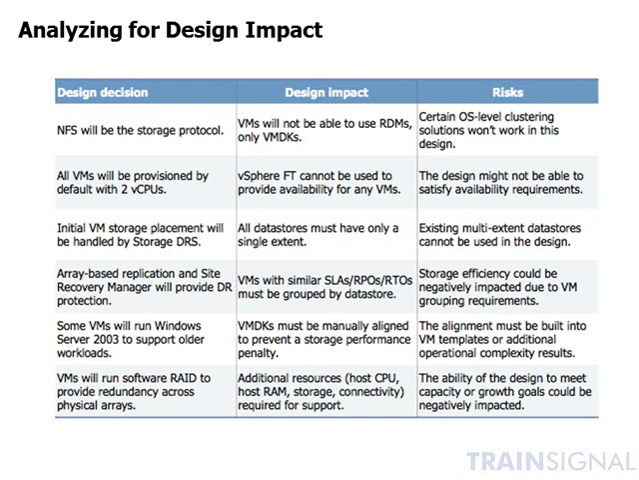Here's a last example before we wrap up the lesson. VMs are going to run software RAID to provide redundancy across physical arrays. Perhaps the physical arrays aren't as redundant as the organization requires, but in some cases we're going to use software RAID to provide redundancy. So we're going to have multiple VMDKs sitting on different physical systems, and we're going to mirror them across. Well, that means additional resources, additional host CPU, additional RAM, additional storage, and storage connectivity are going to be required in order to satisfy this design decision. And that means that the ability of the design to meet certain capacity or growth goals could be compromised in that we have to allocate additional resources to account for this extra level of availability, and therefore we can't grow as much as we may have initially anticipated.